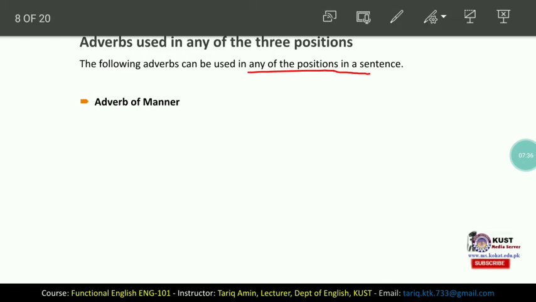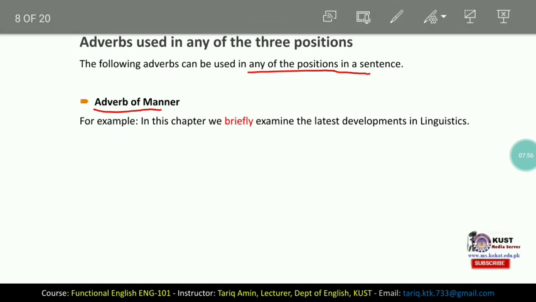The first type is adverb of manner. Adverbs of manner can be used in any of the three positions. They can be used in the beginning of a sentence, in the middle of a sentence, and they can also be used in the end of a sentence. They can take any of the three positions in a sentence.